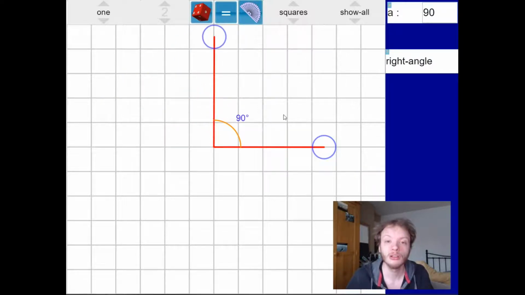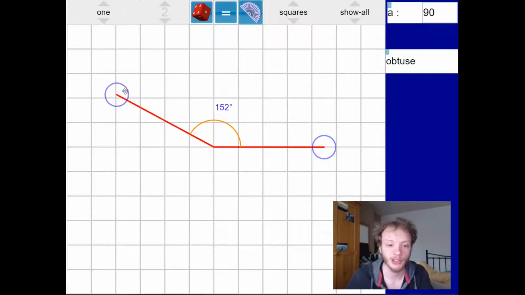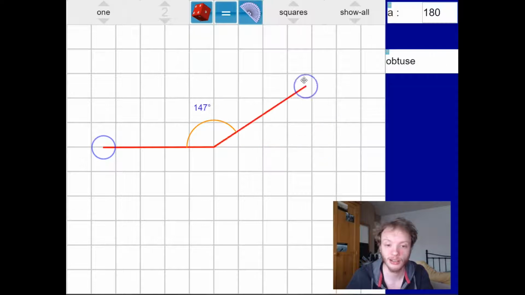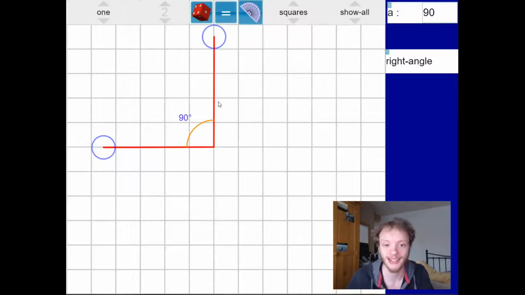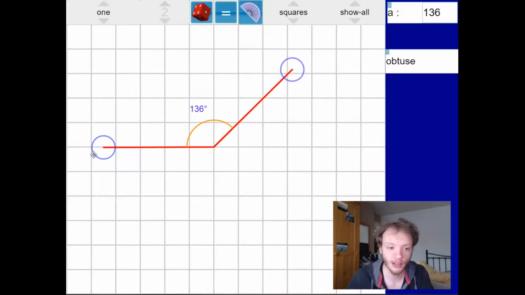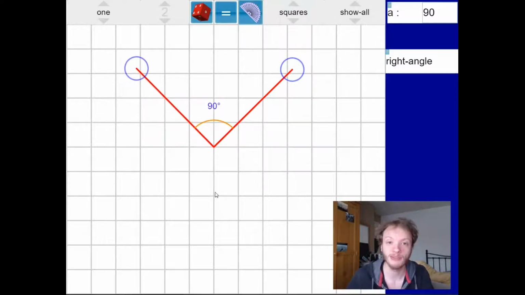Now, what you have to remember here is that angles are not always pointing in the same direction. So I'm going to show you some examples. At the moment on the screen we've got 90 degrees, but I could have 90 degrees pointing in this direction. It's still 90 degrees because the amount of turn is the same, but it's facing a different direction. And in fact, I can make 90 degrees in lots of different ways. So it doesn't have to be facing in one direction.